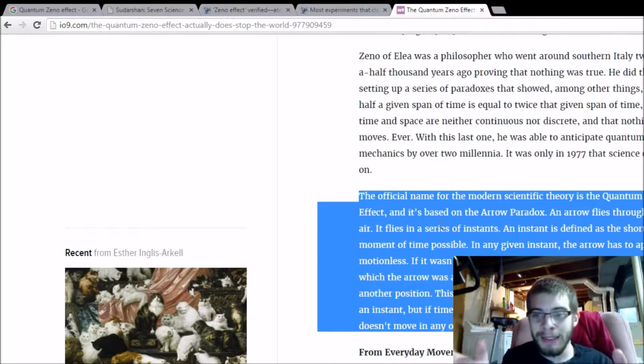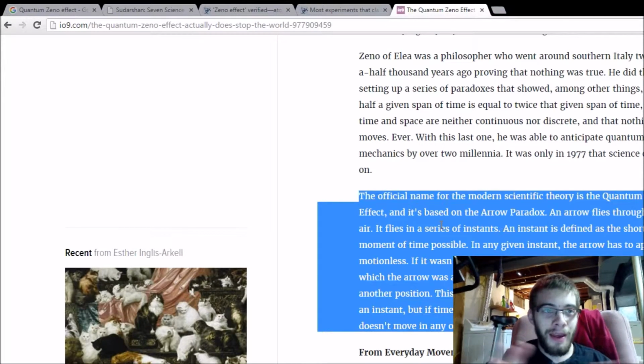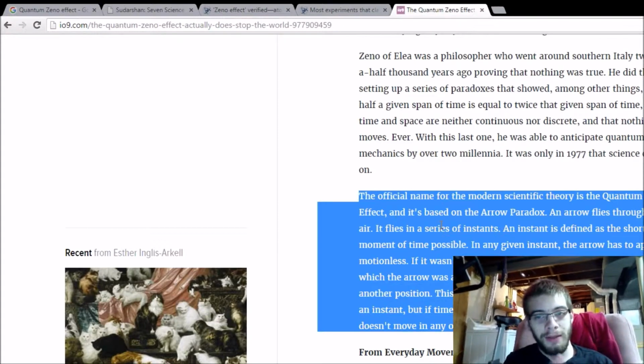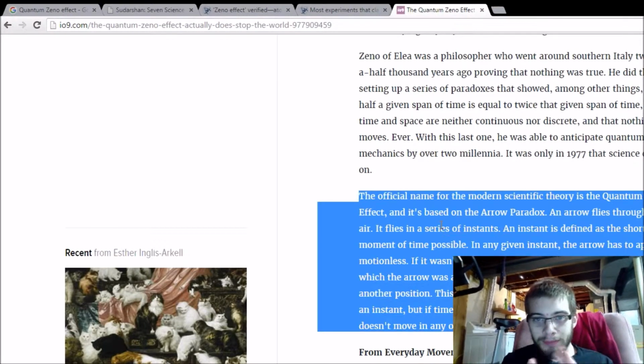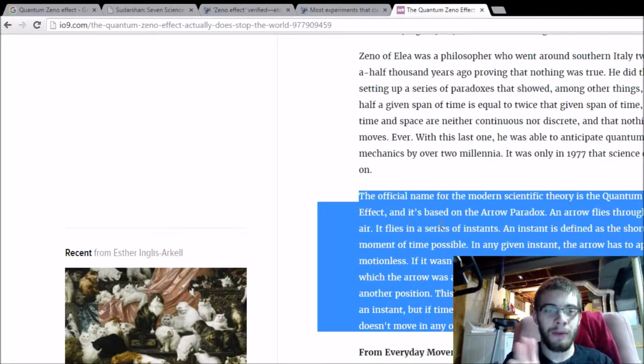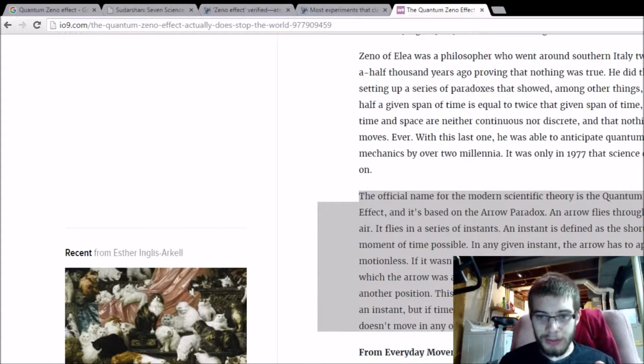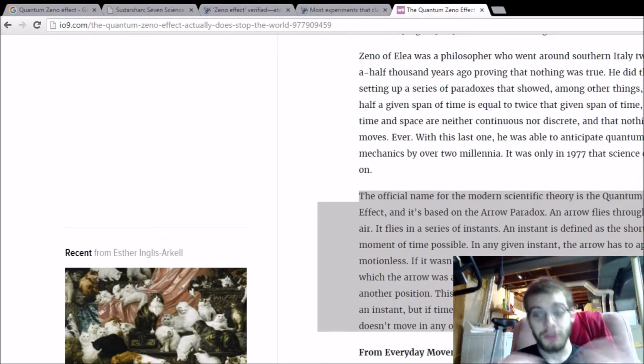The arrow paradox just blows my mind, in addition to the quantum Zeno effect. So, here I just presented you guys with this scientific theory, the quantum Zeno effect, that I wanted to share with you, and the arrow paradox, which was very interesting to me. Again, I will put the links down in the description for you guys to check out yourself. I just thought this was really interesting.